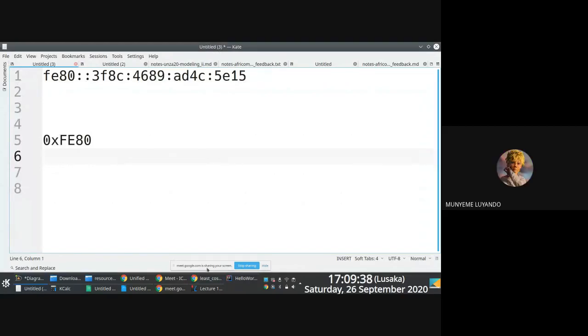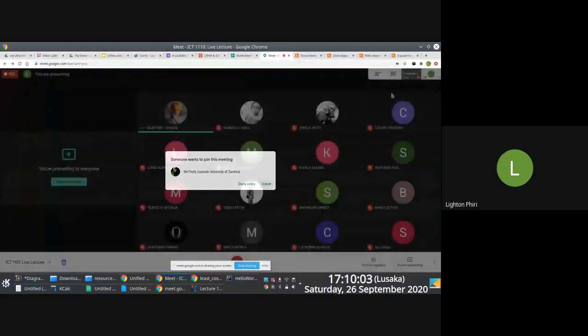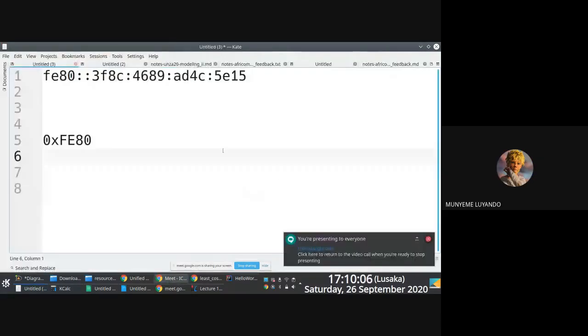Yes, sir. So if you're told to convert values like FE80 and the others, you only convert the ones with the variables, but the ones with the numbers, you just leave them like that? By converting, what do you mean by leaving them like that? Can you go back to the previous screen? You only convert the ones with letters and leave the ones with numbers only.